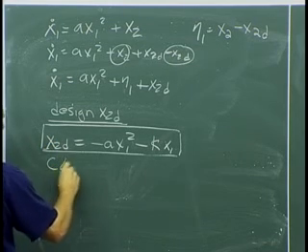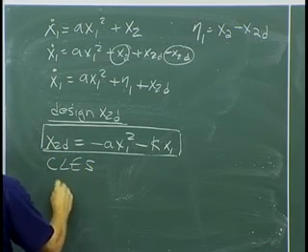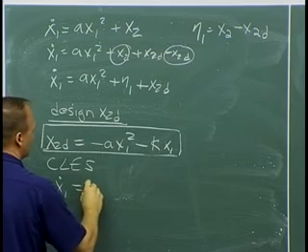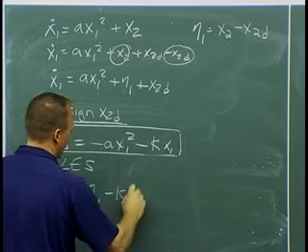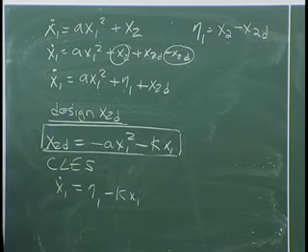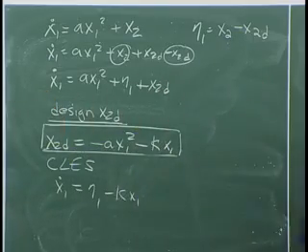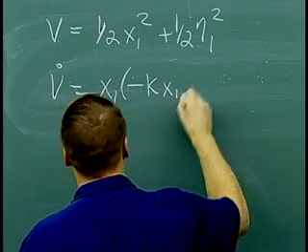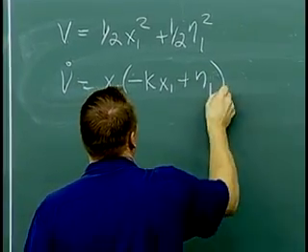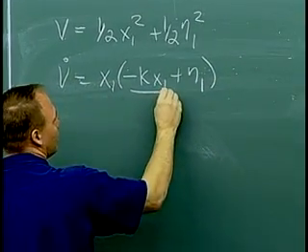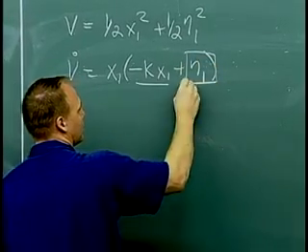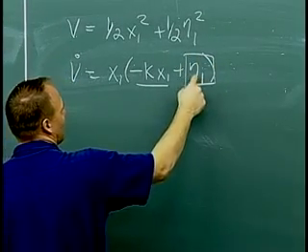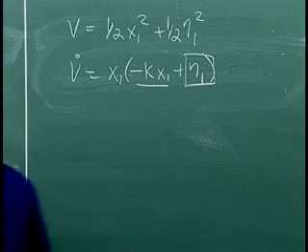error system is going to be x1 dot equals a to 1 minus k x1. Okay? So we go over to our Lyapunov function, and we got minus k x1 plus a to 1. Okay? Love this term. Really don't like that term. So now we got to work on this a to 1 dynamics.